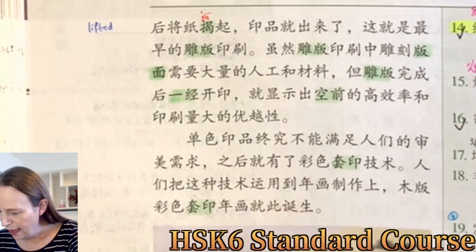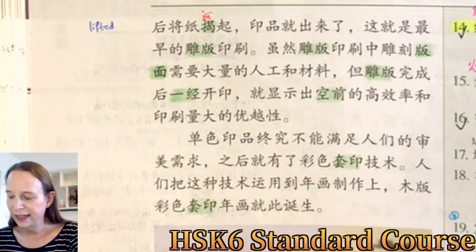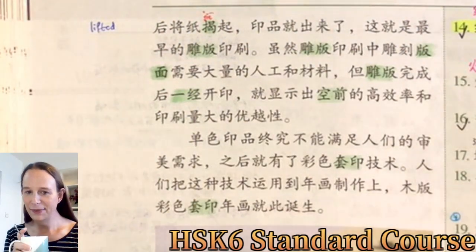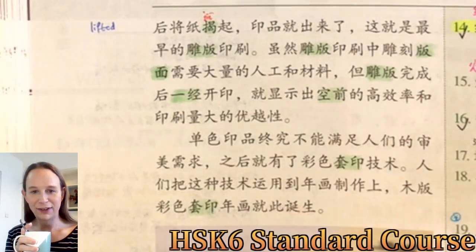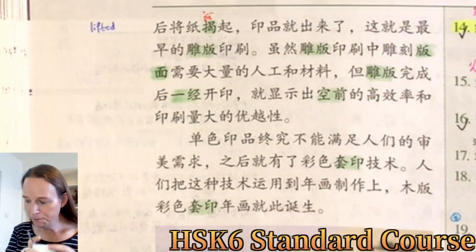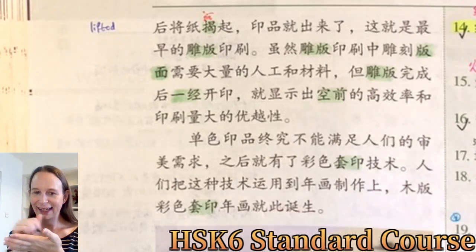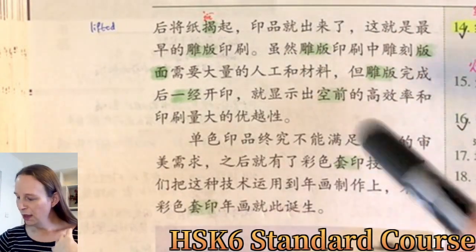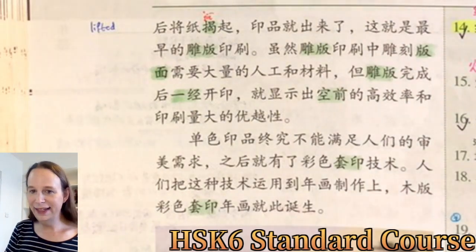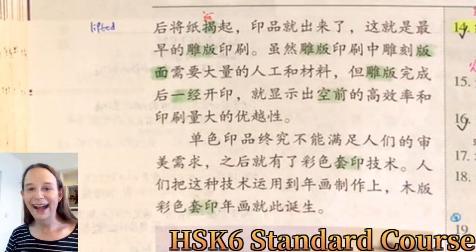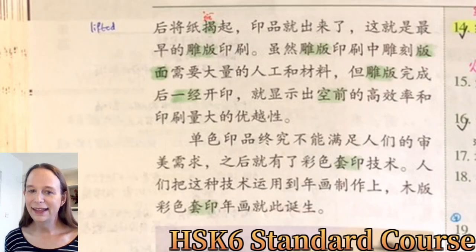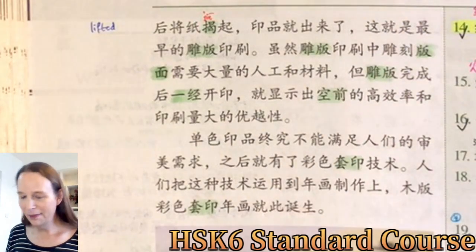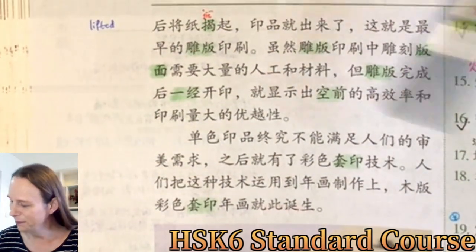这就是最早的雕版印刷。虽然雕版印刷中雕刻版面需要大量的人工和材料，但雕版完成后一经开印，就显示出空前的高效率和印刷量大的优越性。一经, this is like once something has started. As soon as, okay. So you're carefully carving what you want to write into wood so you can mass produce it. 空前 literally means empty prior, so it means unprecedented. There's nothing before. There's also the 成语 空前绝后.